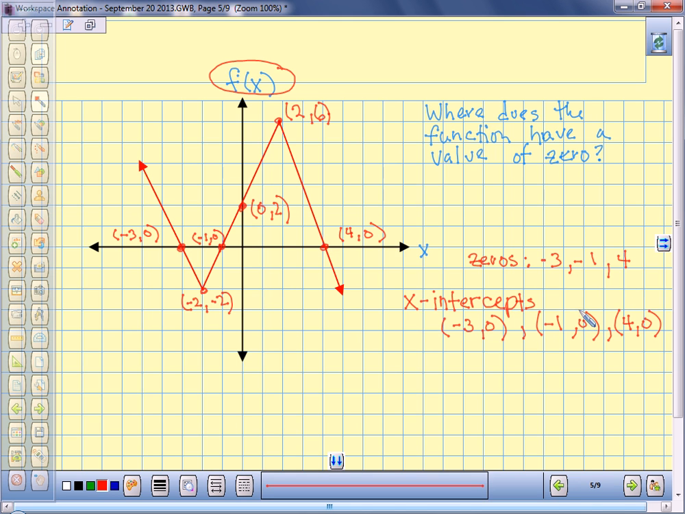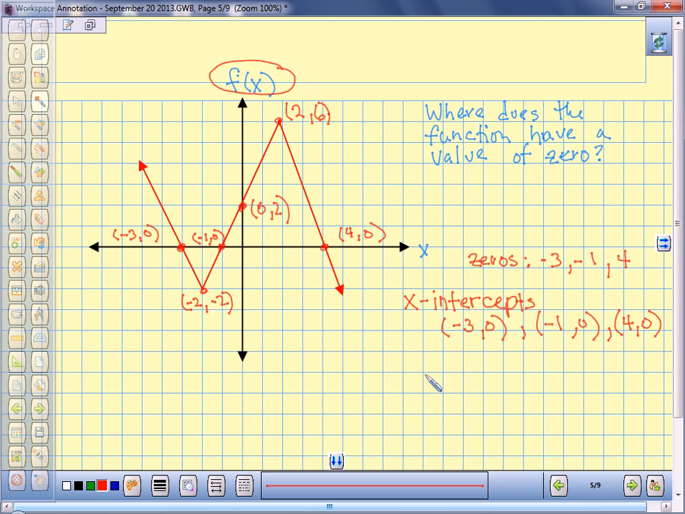Why is it on the x-axis? See? The y value is what? 0. The y value is what? 0. The y value is what? 0. That's why they're zeros. The function, which is represented by y, is 0, 0, 0. I like that. Abby feels pretty strongly about this.